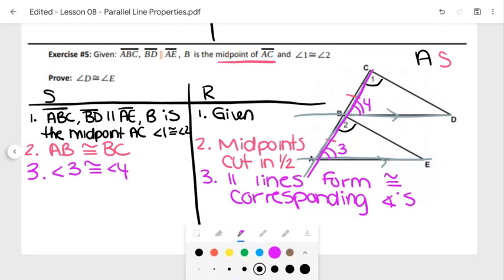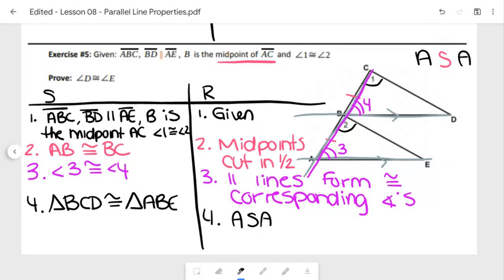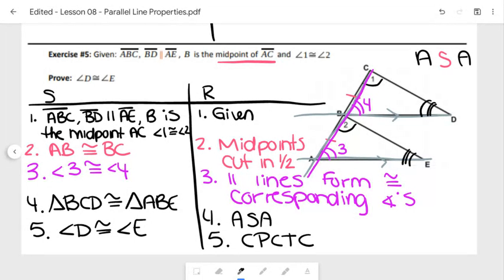And so now I know my triangles are congruent. I have triangle BCD congruent to triangle ABE. Another one of angle, side, angle, because if I look, that other angle is on the other end of the side. And once I have the triangles congruent, we know we can set any pair of angles or sides congruent. So angle D congruent to angle E by CPCTC. Okay, so we put those angles that we wanted in here.